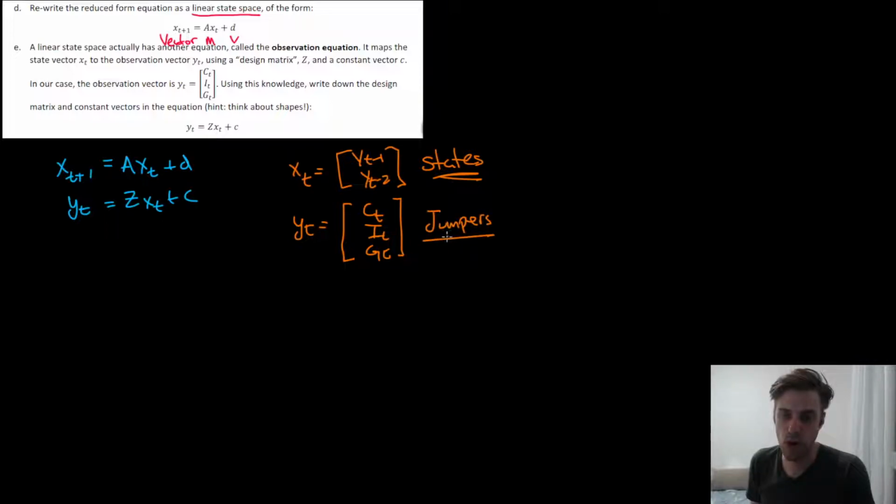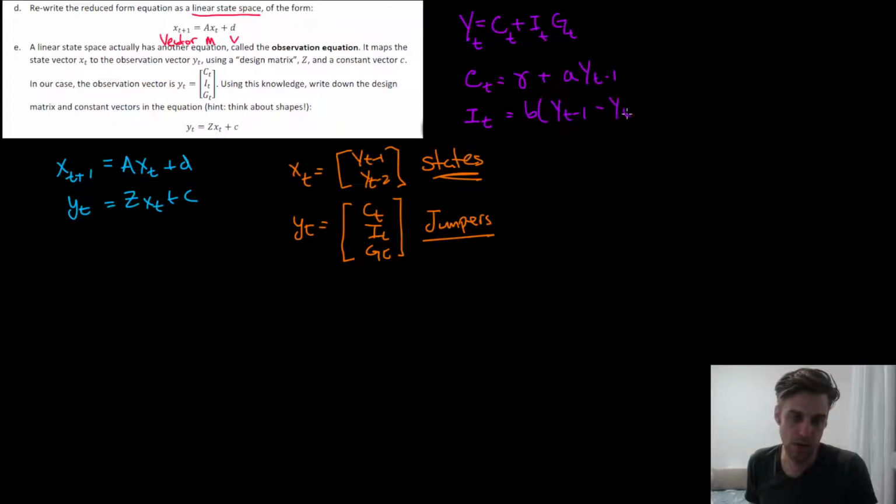Why are these jumpers? Because once we know xt, once we have yt minus 1, yt minus 2, then we can immediately compute ct, it, gt. How do we do this? Well, that's right. Remember our initial equations. We don't have them written down here, but they're not so hard. We need to recall that y is equal to c plus i plus g, and there are time subscripts on all these, t. That's ct equals gamma plus a yt, it equals b yt minus 1. This is minus 1, of course. I apologize. It's not actually an of course.